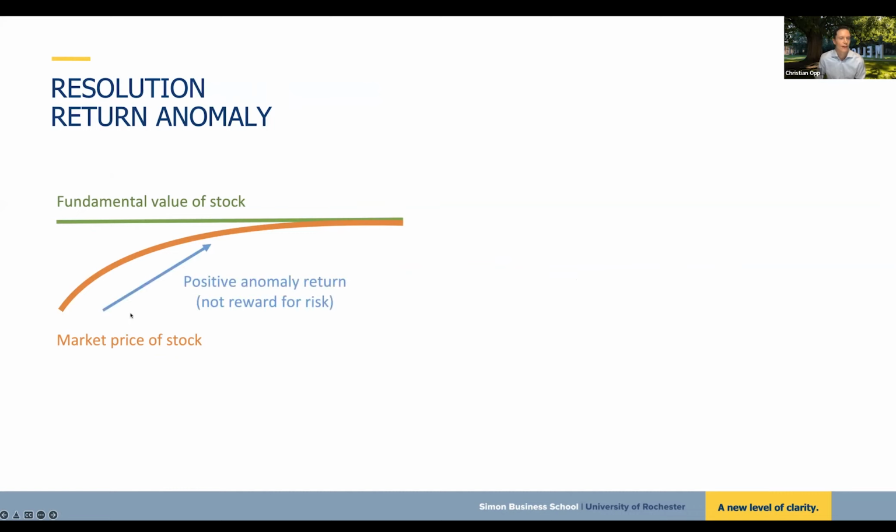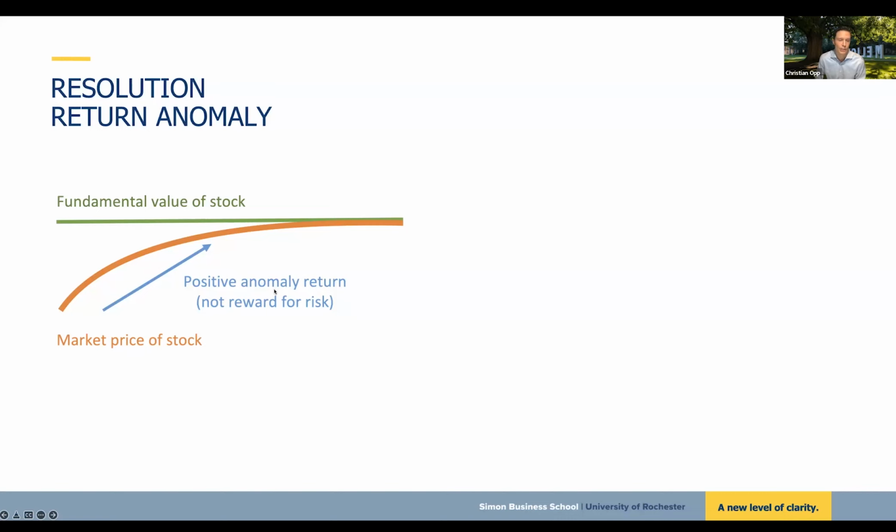Okay. And now when we identify in finance a positive anomaly return, this could be coming from the resolution of mispricing. That is, a stock that was underpriced starts to become more closely aligned with fundamental value. And as you can see here, that would lead to a positive anomaly return. That is not a reward for risk. It's just a correction of mispricing. Okay. So in this case, this anomaly return resolves mispricing. We had mispricing up front, a gap here between the market price and the fundamental value, and this positive anomaly return resolves mispricing. That's what we will call in this paper a resolution return anomaly, because it resolves mispricing.